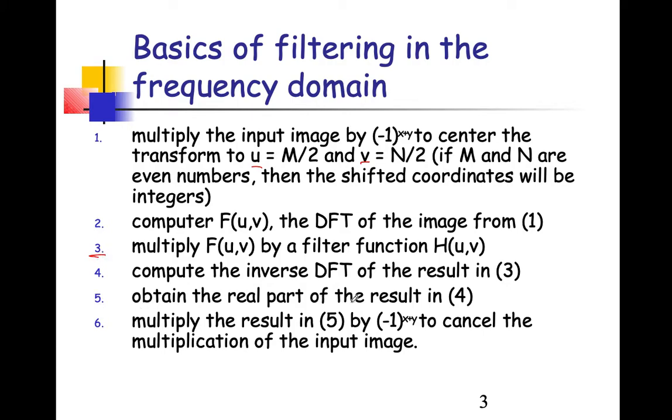Then obtain the real part of the result from the fourth step. We get the real part of the data after following these steps. In the sixth step, multiply the result of the fifth step by minus 1 to the power of x plus y, to cancel the multiplication applied to the input image. So what you added at the start, you cancel at the last stage. These are the basic steps we follow in filtering in the frequency domain.